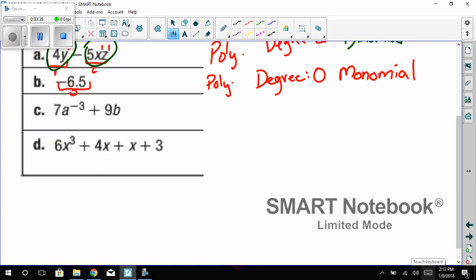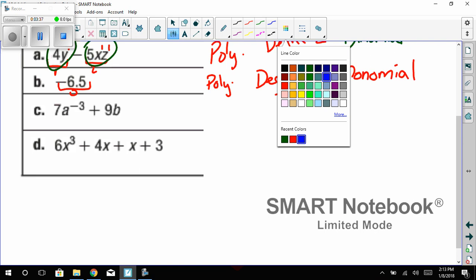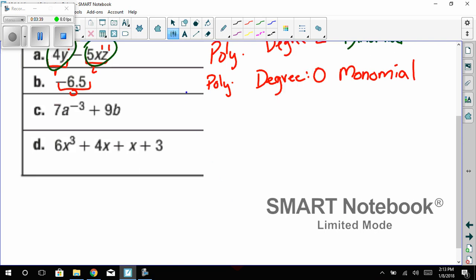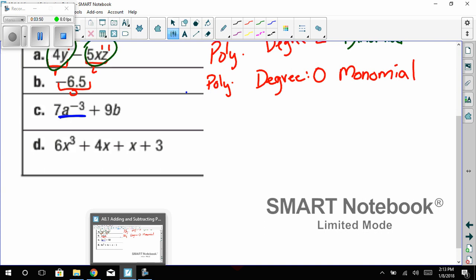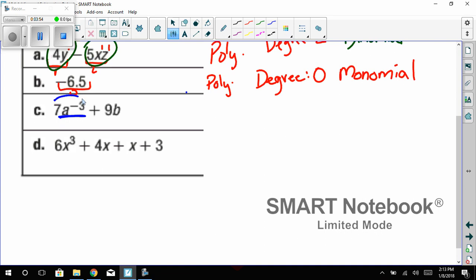Okay, C. First we have to determine if they're each polynomials. 7a to the negative 3. A to the negative 3 is not part of a monomial. Because this first thing right here is not a monomial, we can't have a polynomial. So this is not a polynomial. And then we're done. We can't say the degree or the other part because it's not.